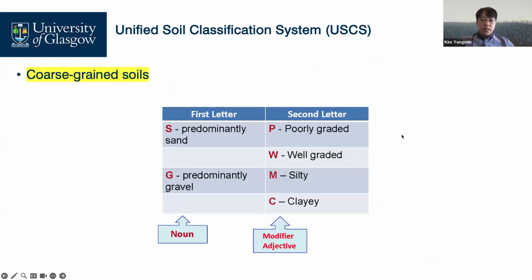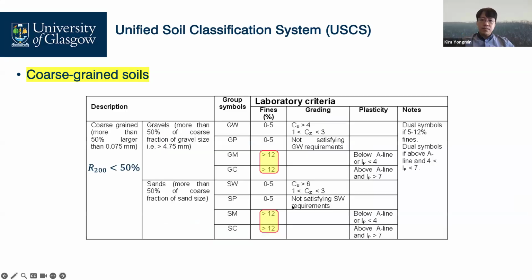So the wording, when it comes to coarse grained soils: these two first letters are combined with other symbols expressing the grading characteristic. S is sand, G is gravel, P is poorly graded, W is well graded, M is silt, and C is clay. This table tells you how to classify the coarse grain material more specifically according to our group symbols.